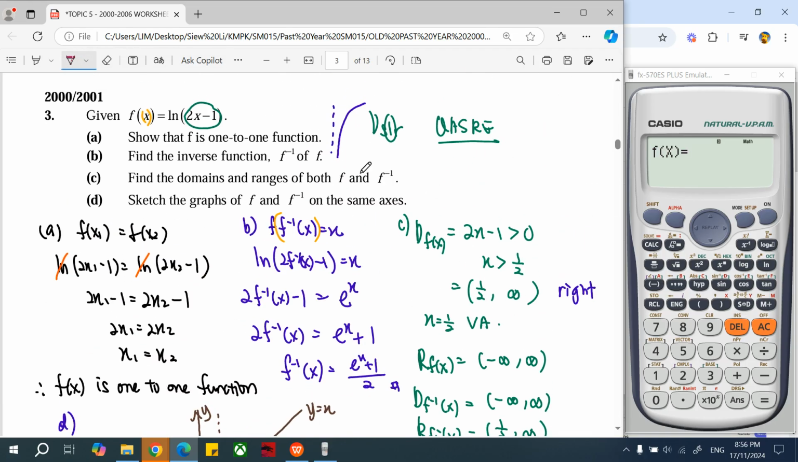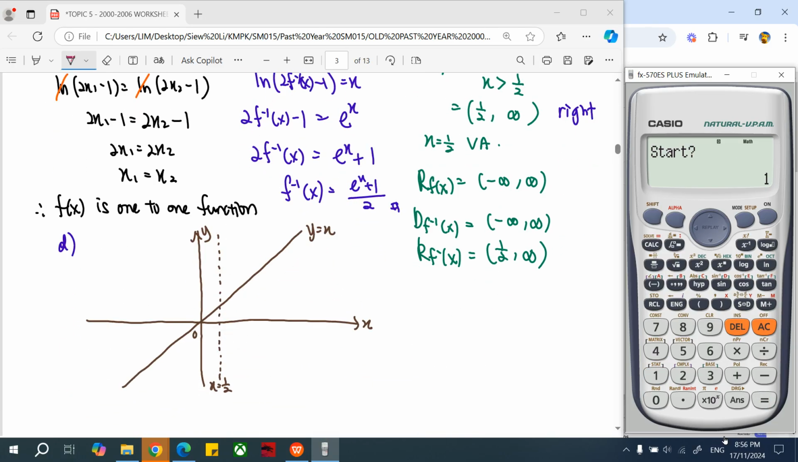So our function here is log in the bracket here, 2 alpha x minus 1, and equals to. Start with the asymptote 1 over 2. Ending, we just give a range here. Let's say I want to end with 10. And step means how many scale I want to put here. Maybe I can put 0.1.